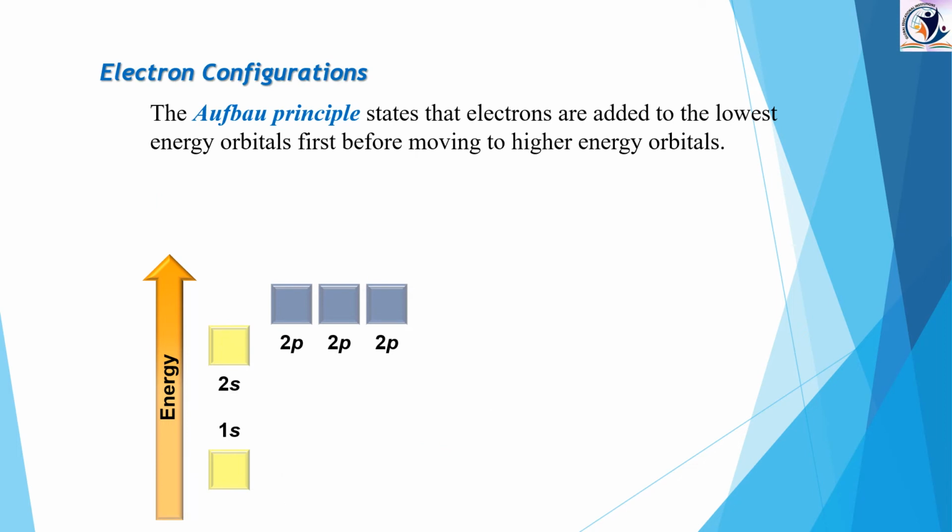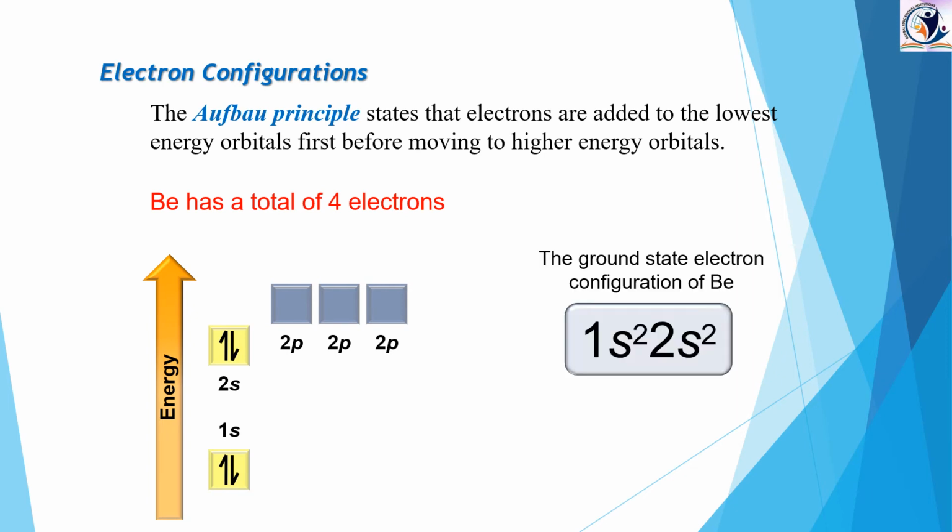Now, coming to the next one. Let us see another example. Beryllium has a total of 4 electrons. How are you going to arrange those 4 electrons, children? First, we should fill 1s. 2 electrons I am going to fill, first positive spin and negative spin. Then I have filled 2s again, positive spin and negative spin. So the ground state configuration of beryllium is 1s with 2 electrons, and 2s also with 2 electrons.